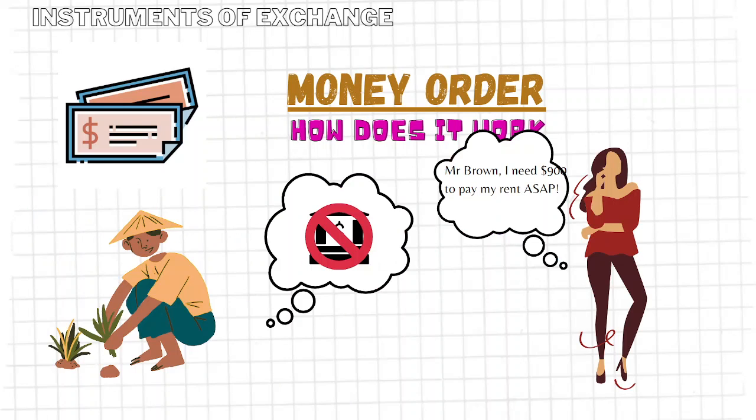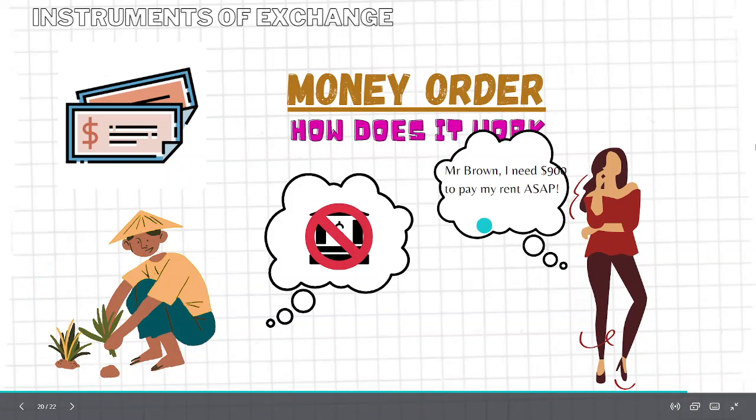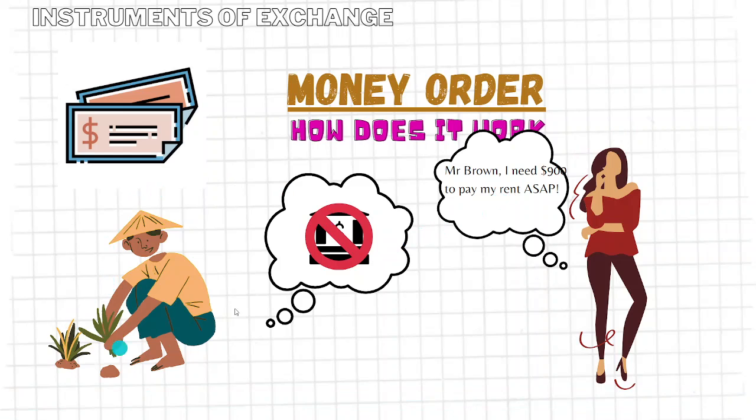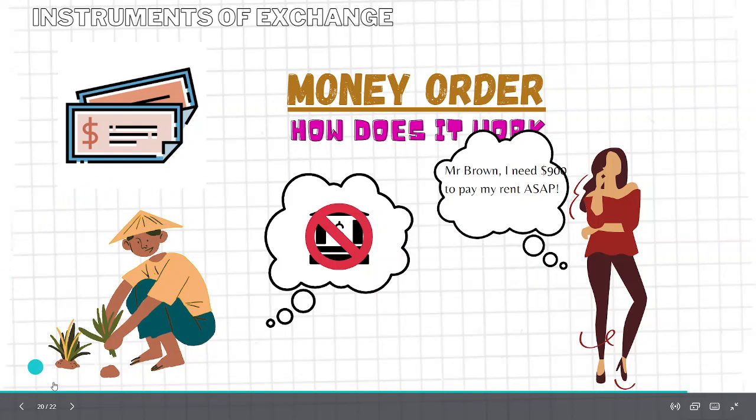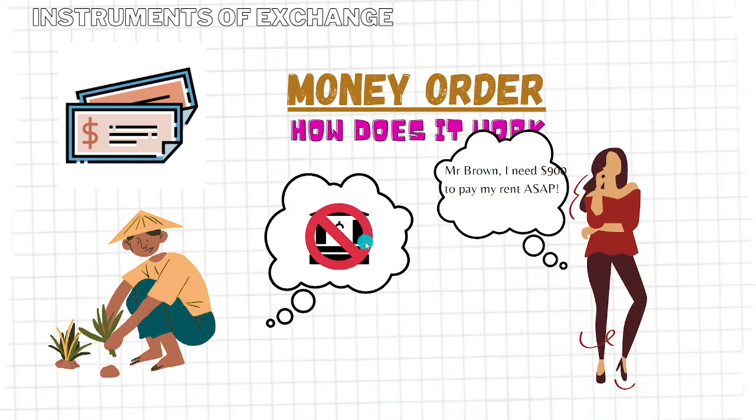So I have an example. Let's say that this guy's name is Mr. Brown, and this lady's name is Janice, for example. And Mr. Brown does not believe in keeping his money at the bank. He keeps it under his bed, in a piggy bank, in a secure container, or he has a safe. And he has a friend, and she says, Mr. Brown, I need $900 ASAP to pay my rent. If I don't pay my rent by the end of this day, or by tomorrow, I will not be able to live there anymore. I will have to move out.